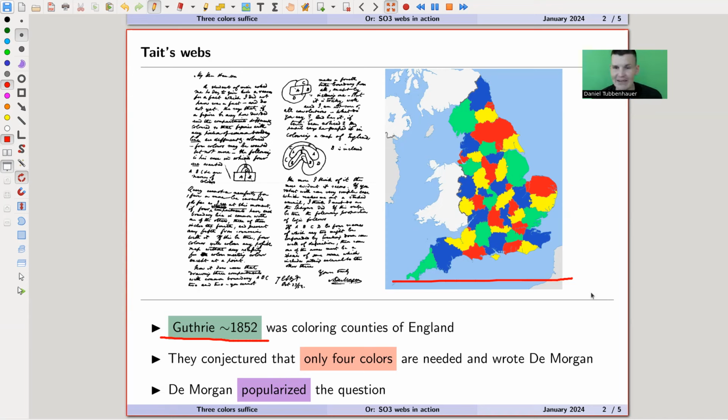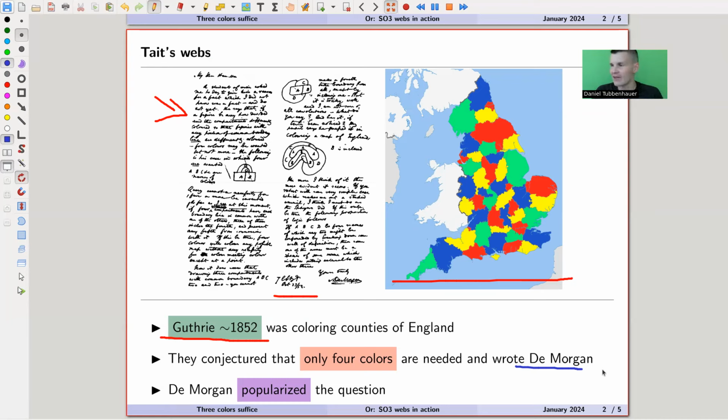And what do you do in 1852 if you can't write an email, if you can't ask Dr. Google? You write to your favorite neighboring mathematician. In this case, you write a letter, which is signed October 1852, and you just send it to your favorite closest mathematician, which in this case was the famous De Morgan. And De Morgan thought this is easy, I can prove it. He thought about it for a while, couldn't prove it, and then popularized the question: we as mathematicians should be able to prove it.